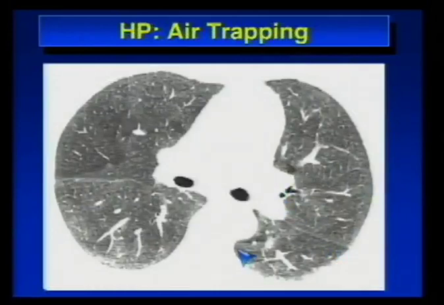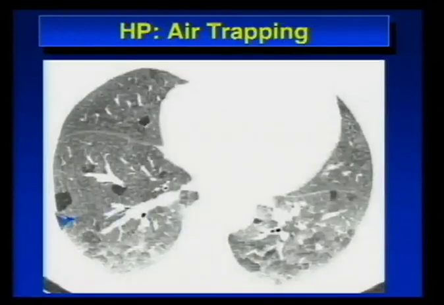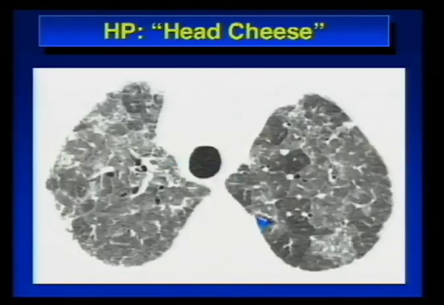So anyway, air trapping, do you see air trapping here? Not really. On the expiratory views, yes, there's definitely air trapping, and in this case, it was hypersensitivity pneumonitis. And the head cheese sign, which is essentially ground glass opacity plus the lower attenuation of mosaic perfusion, also seen with hypersensitivity pneumonitis. So ground glass opacity, mosaic perfusion, air trapping, those are the most important things to look for in hypersensitivity pneumonitis.